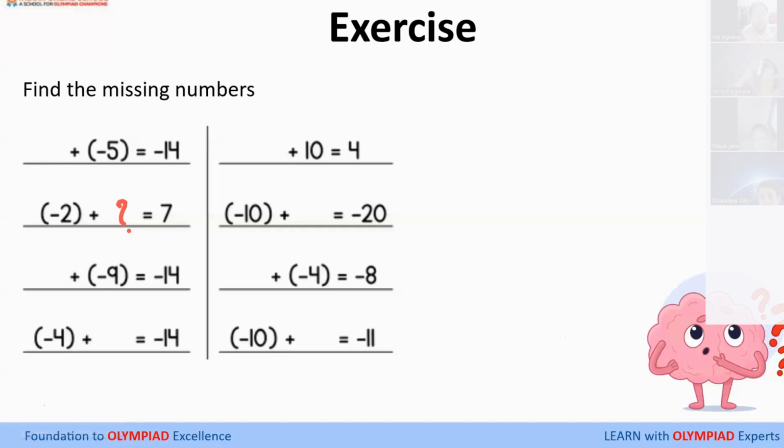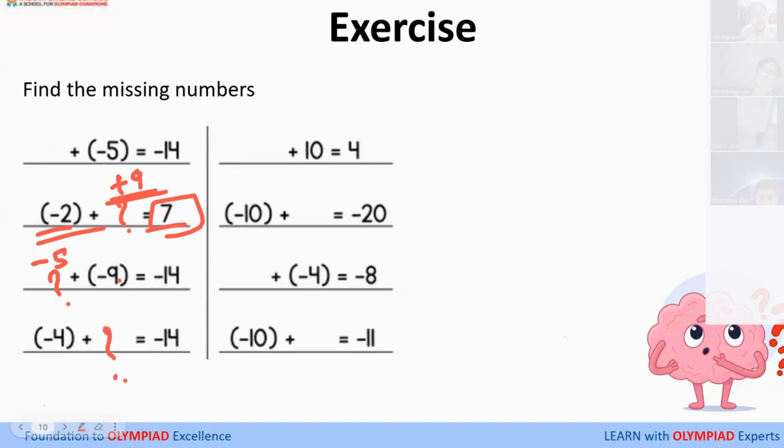Ma'am, 9. Positive or negative? They're doing integers. Positive. Okay, very good. Positive 9 minus 2 is positive 7. Very good. Nananjay, this one? What plus minus 9 is minus 14? Minus 5. Minus 5, very good. Minus 5 minus 9 is minus 14.